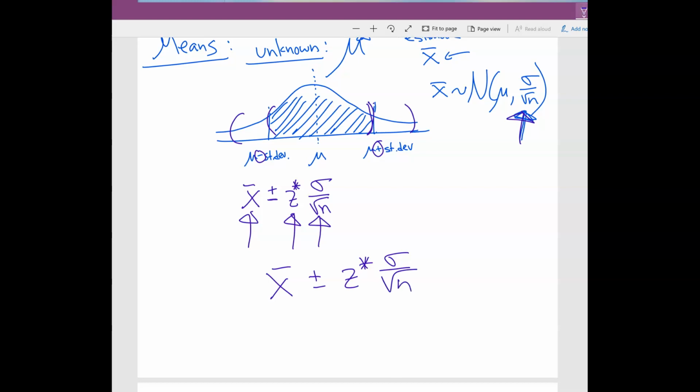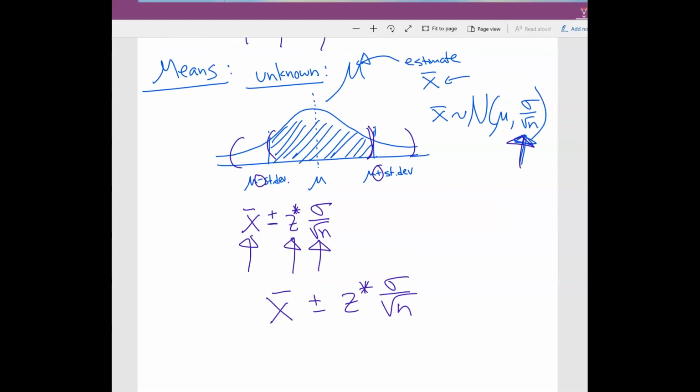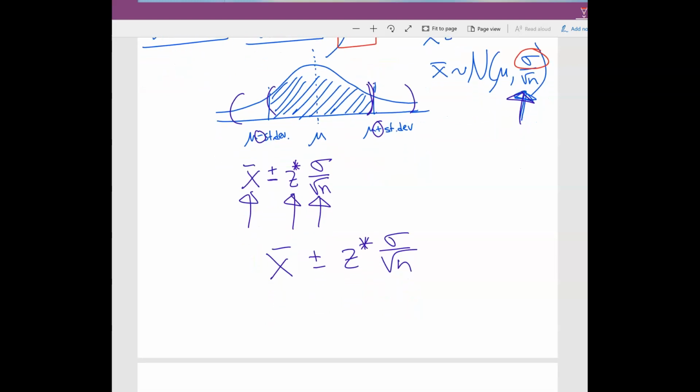But we have a problem. If I don't know what the population mean is, do I know what the population standard deviation is? Do I know what sigma is? No, I don't know what this is. If I don't know what the population mean is, you think I'm going to know what the population standard deviation is?